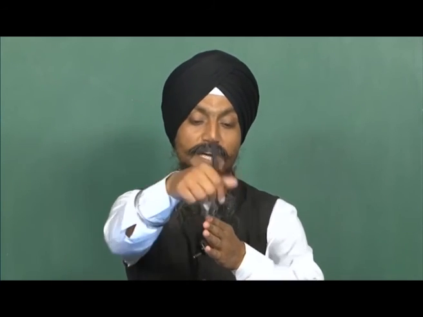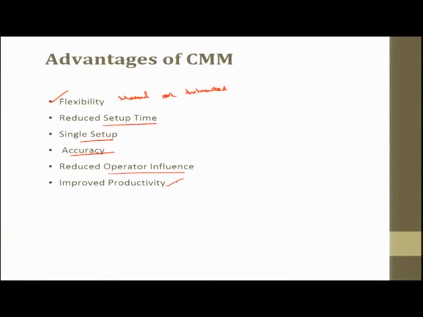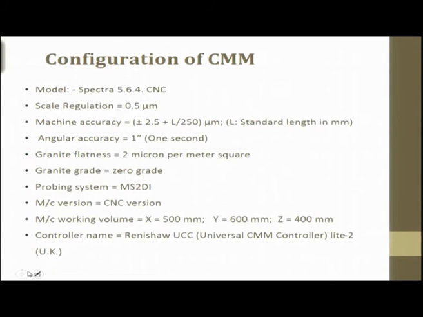Once he defines the coordinates, he defines the origin, he defines the plane. Once the plane is defined by our probe, it has fixed that plane. This is the reference plane. If we do not change anything in the setup, based on this reference plane it will measure all the things accurately. So operator influence is very less. So improved productivity, because we have reduced setup time. These are interrelated.